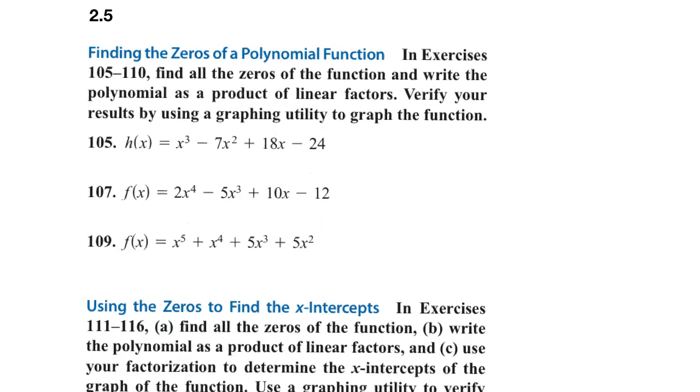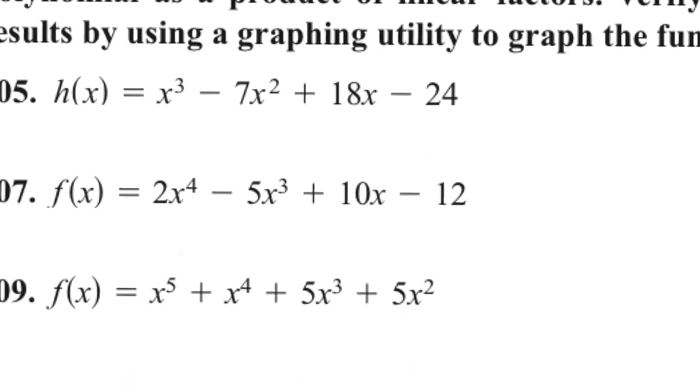Okay, so in that section it says, find all the zeros of the function, write the polynomial as a product of linear factors, verify your results by using a graphing utility and to graph the function. So for this section, the first thing I would test to see is it factorable? Because there's 4 terms. Okay, if you look at the first one, it's not factorable, right? You can't group that. There's nothing I can take out of both of them that's going to cancel out. I can take out like a 6 on the second one, but it doesn't help you.